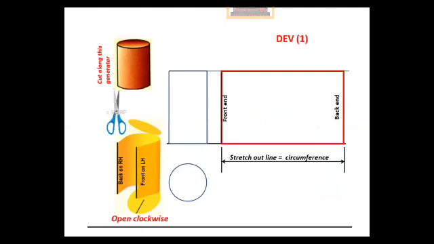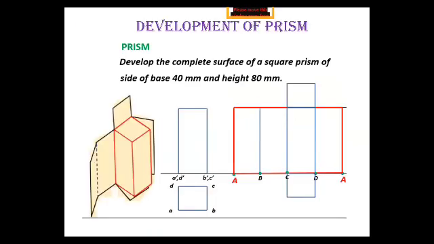See, in the cylinder, we cut the cylinder from one side and open it in clockwise direction. We get a rectangular shape. This is the development of cylinder. In the same way, we do the development of prism. Examples of prisms are a cupboard in our house, a washing machine, a refrigerator, etc. All these shapes have a prismatic shape.